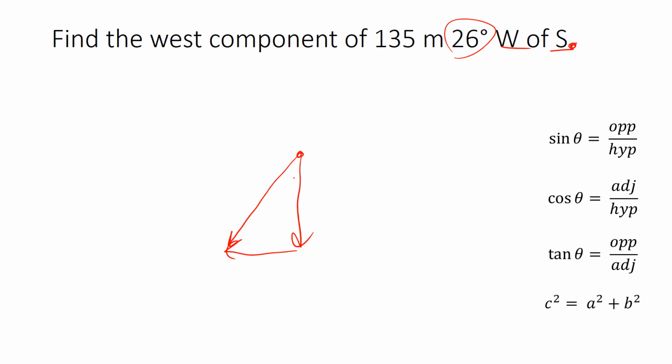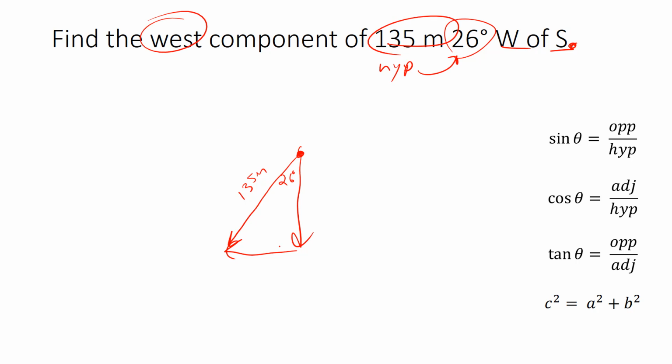The resultant is what you draw instead of these two directions. Put the 26 degrees closest to the origin dot. And what we were describing was the 135 meters, so the last thing we do is put that on the hypotenuse. If it's next to an angle, that's going to be the hypotenuse every single time. So now we need to determine what we are trying to find.